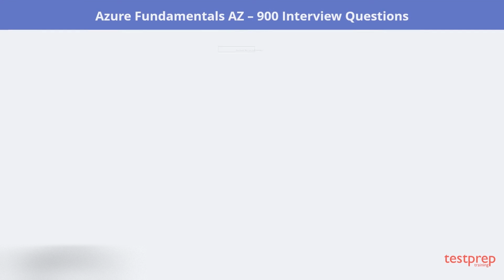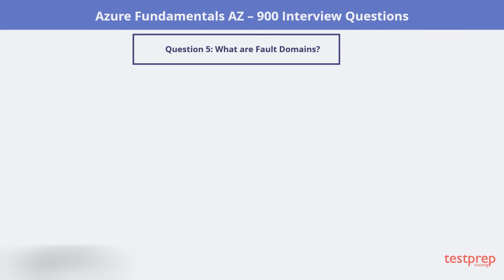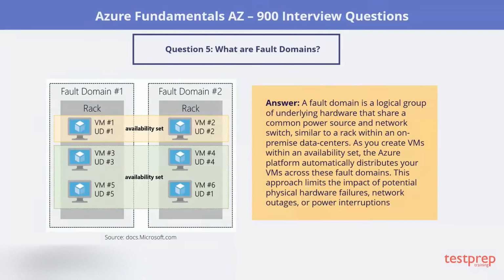Question 5. What are fault domains? Answer. A fault domain is a logical group of underlying hardware that share a common power source and network switch, similar to a rack, within an on-premise data center. As you create VMs within an availability set, the Azure platform automatically distributes your VMs across these fault domains. This approach limits the impact of potential physical hardware failures, network outages, or power interruptions.